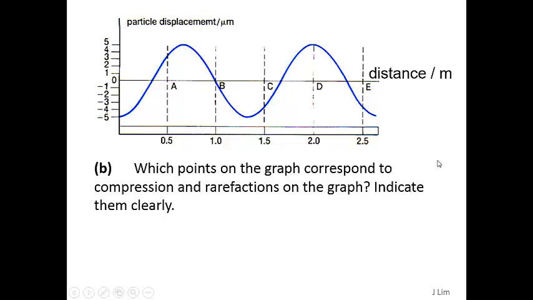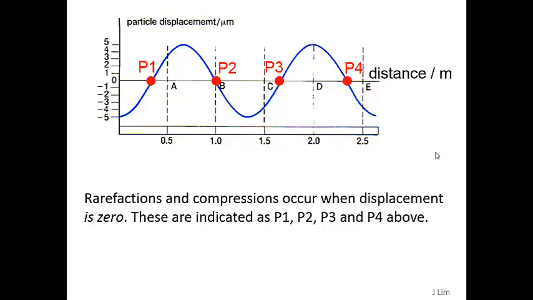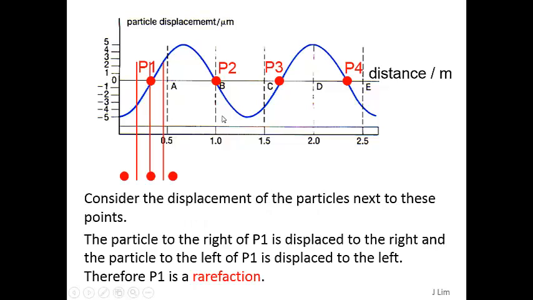Which points on the graph correspond to compressions and rarefactions? Indicate them clearly. Rarefactions and compressions occur when the displacement is 0. These are indicated as points P1, P2, P3, and P4. Consider the displacement of the particles next to these points.